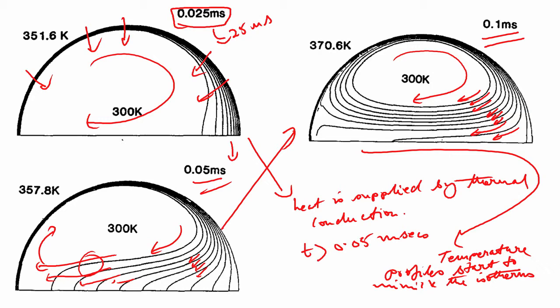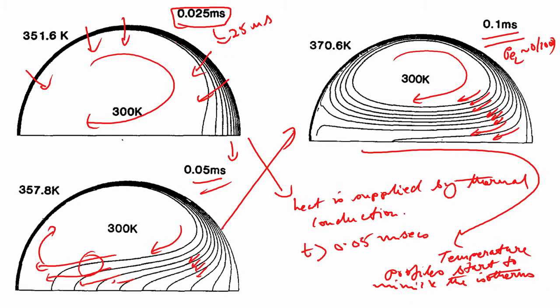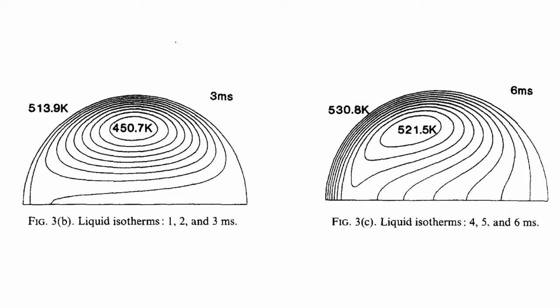That is obvious, because in these cases the Peclet number is now of the order of 1000, and you can see that from the previous plot itself. The Peclet number here is of that order; it has a sharp rise. Now, up to 3 milliseconds you basically see the same thing, the liquid isotherms are like that. They start to mimic the flow field.